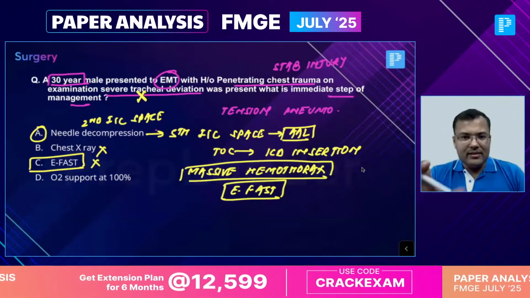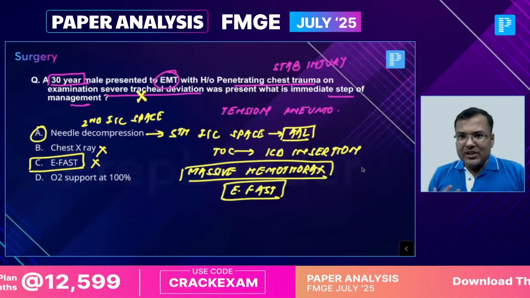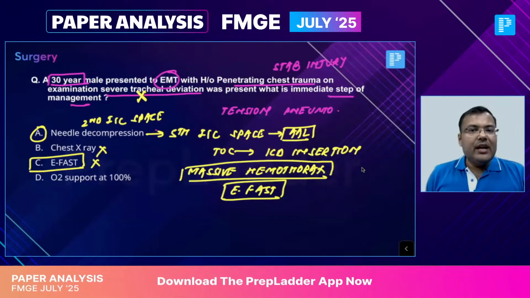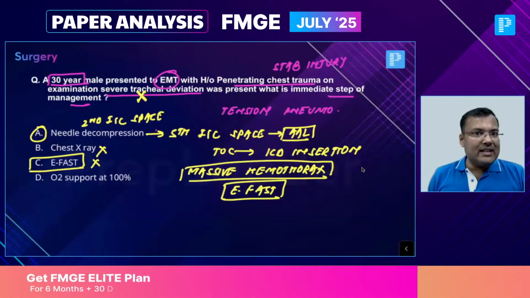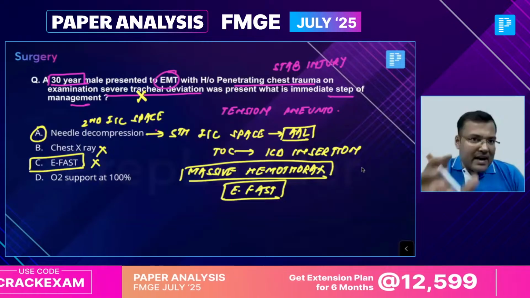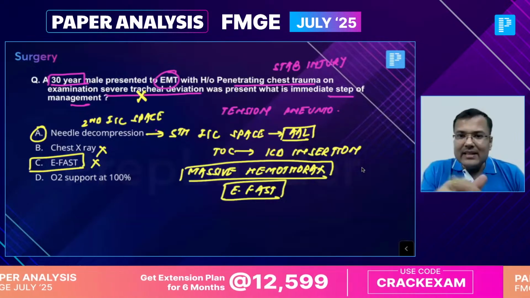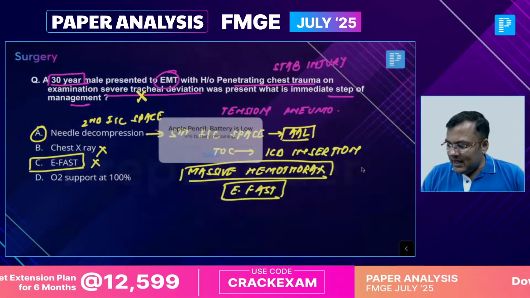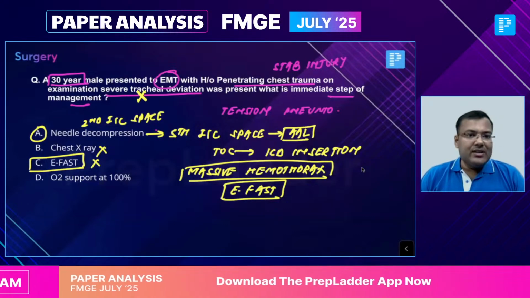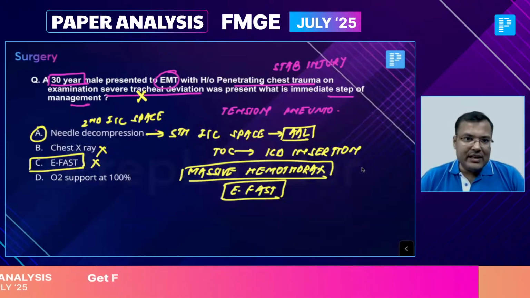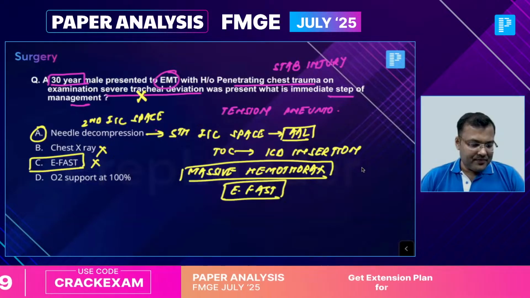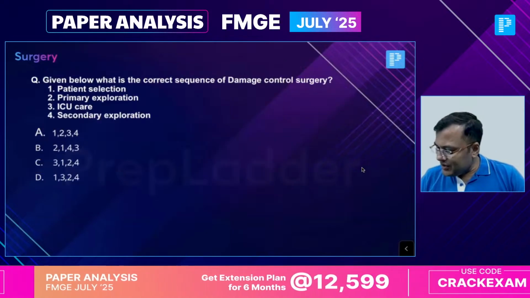Now, guys, it depends. Whenever a patient has tension pneumothorax, another finding on percussion will be hyperresonance. If there is hemothorax, massive hemothorax, what will happen? On percussion, it will be dull, right? So if the findings are suggestive of hemothorax, the answer would be E-FAST. And if the findings are of tension pneumothorax, with tracheal deviation, then the answer would be needle decompression. Okay? Next question.